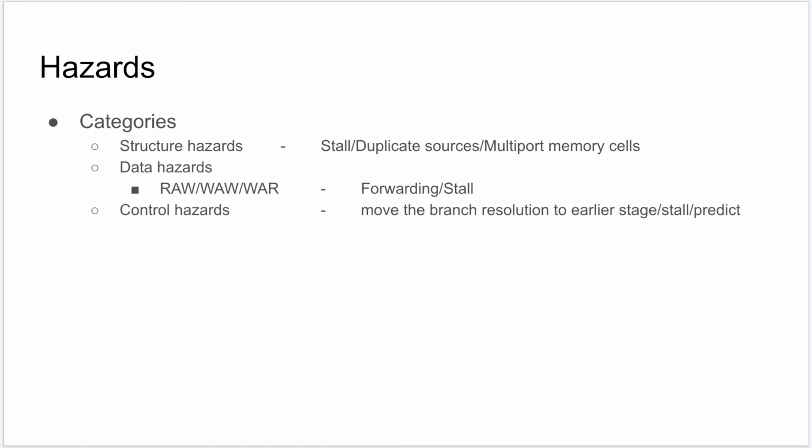The next one is control hazard. Usually it's related to branches, and to avoid that, we can move some instruction to earlier stages or to later stages, or sometimes we have to stall, or we can predict taken or not taken. About the taken and not taken part, I think it will be covered in future.